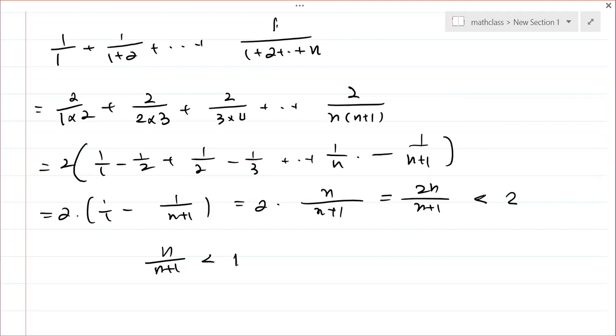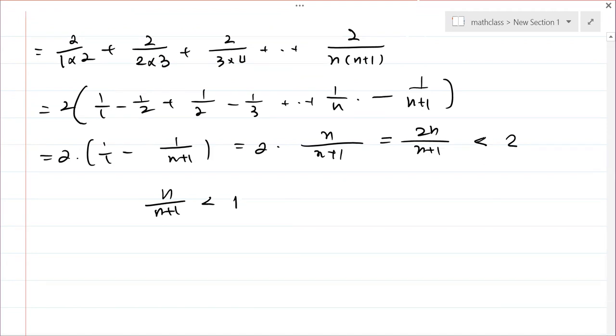If n is 1 trillion, then 1 trillion over 1 trillion plus 1 is almost equal to 1, right? Then, so this is the concept of a limit, okay?